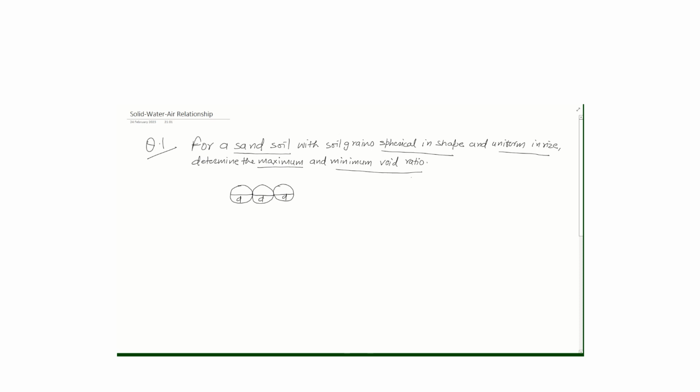So for a given soil mass, if you have been asked to calculate the maximum and minimum void ratio, that is what this question is about. So what is void ratio? Void ratio is represented with e, and it is defined as volume of voids by volume of solid.